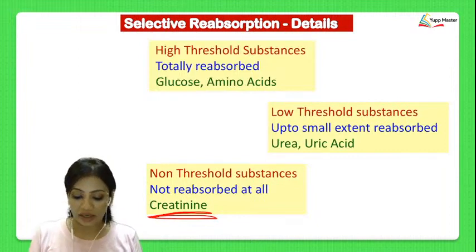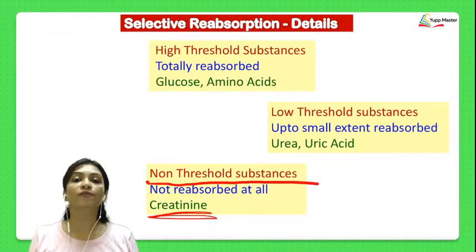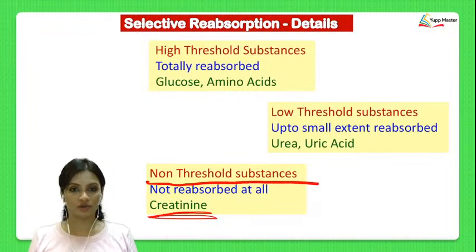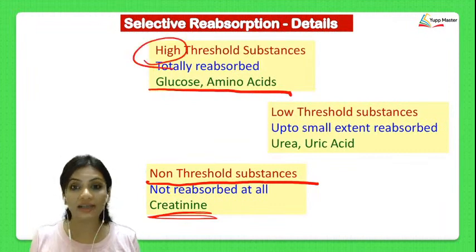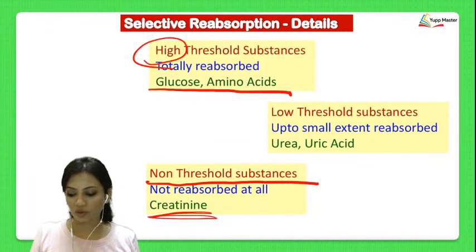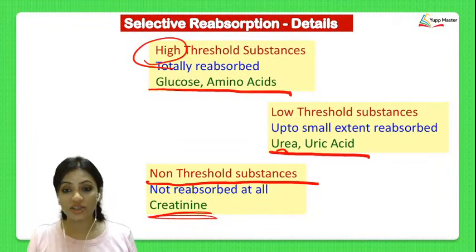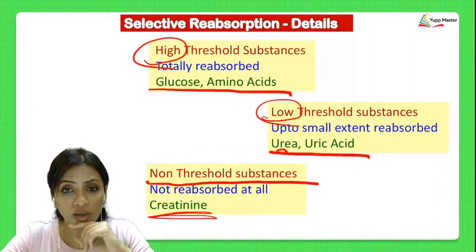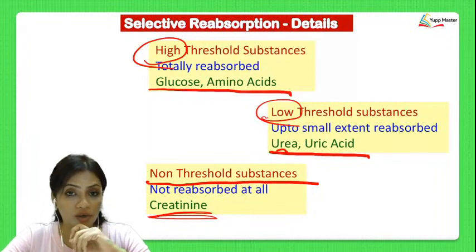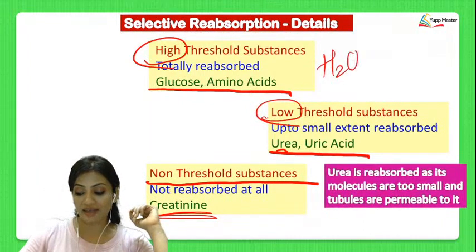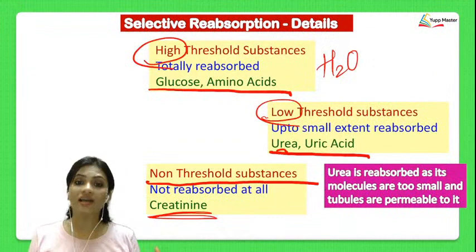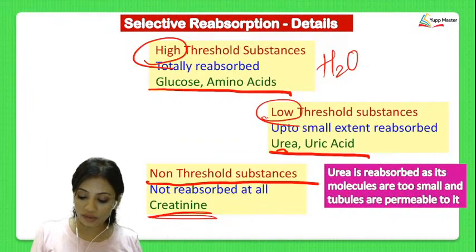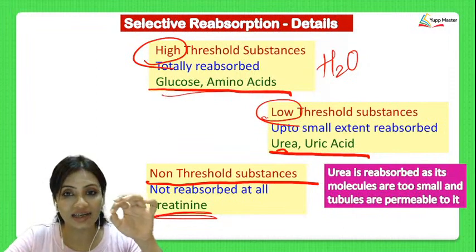And it is something that blood has no threshold for. Blood will not at all hold on to creatinine. It will throw it out through the urine. Blood holds on to a maximum amount of glucose and amino acids. That's why these are called high threshold. And blood can also hold on to small amounts of urea and uric acid. So these are low threshold. Where do you think water would fall? Which category would water fall into? Can I call water a high threshold substance? Yes. So water is going to be reabsorbed to a massive extent. That is why we say even water, along with glucose and amino acids, has a high threshold.